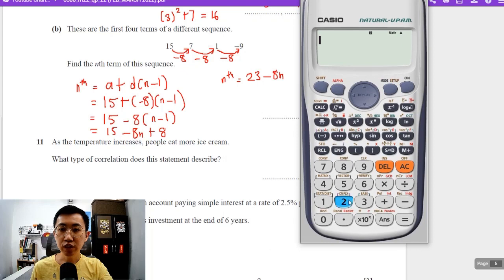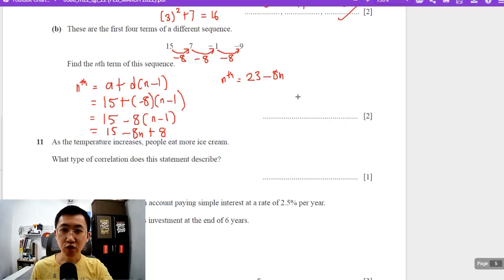You can do 23 minus 8. That is going to be 15 because I know here 1 is the same. Okay, now my n is now 2. 23 minus 16 is 7. Okay, so you get back 7 for the second term. Test your formula for one last time. So 8 times 3 over here, 23 minus 24, that is negative 1. So indeed, I get back my sequence using this new formula. So that's how I conclude that the n-th term formula is going to be 23 minus 8n. So this is the final answer and this will be your working.